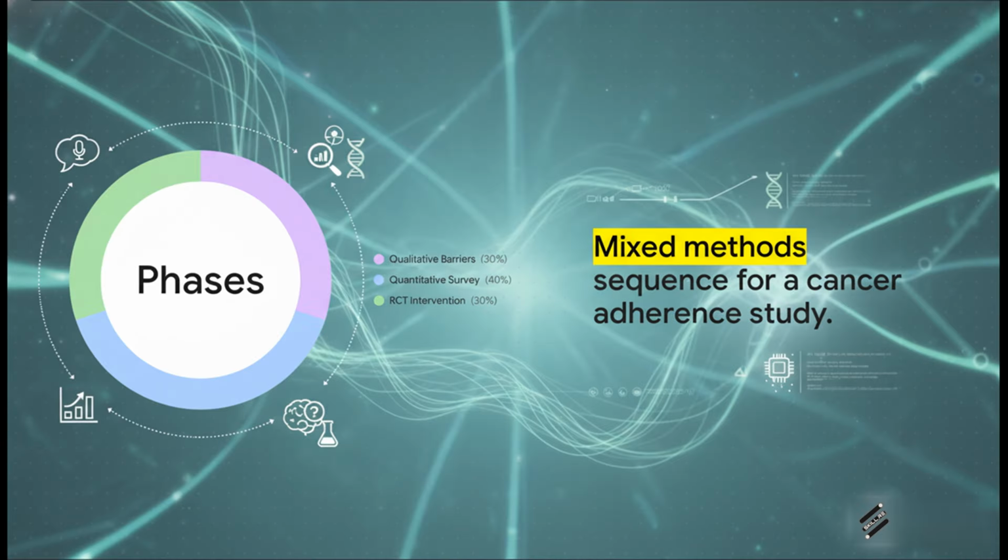Then, that qualitative data directly informs the design of a broad quantitative survey, given to maybe 200+ patients to establish the prevalence of those barriers. Finally, you take both of those findings to design a targeted intervention and test it with an RCT. It's a beautifully cohesive sequence where every single phase informs the next.